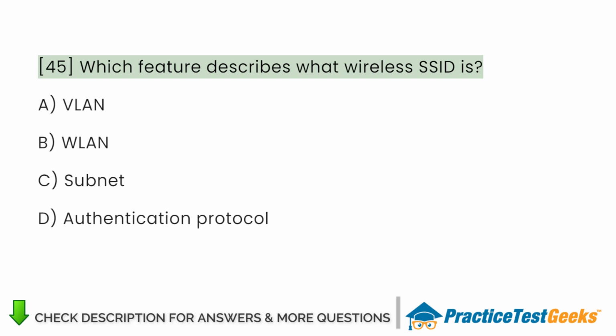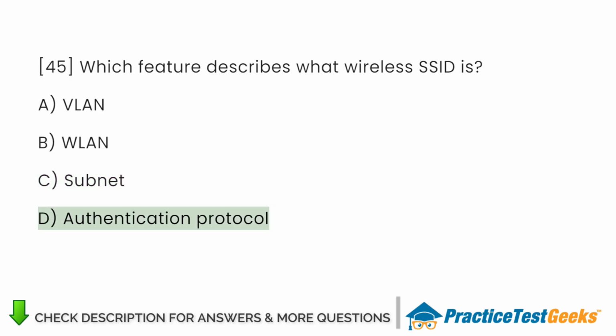Which feature describes what a wireless SSID is? A. VLAN. B. WLAN. C. Subnet. D. Authentication protocol.